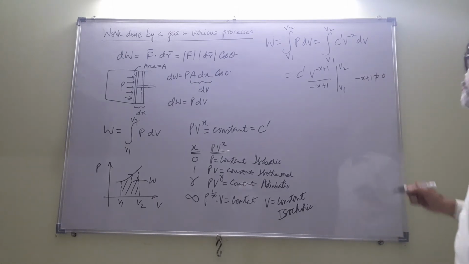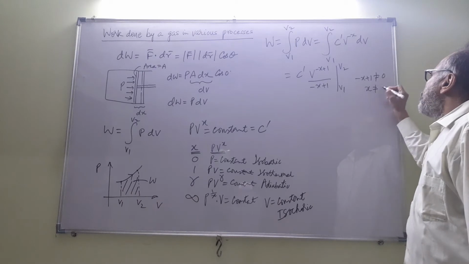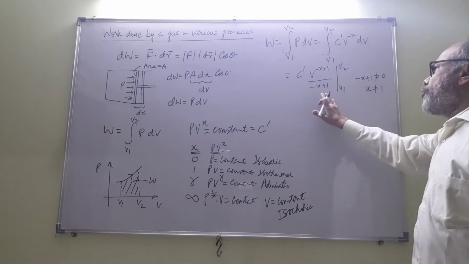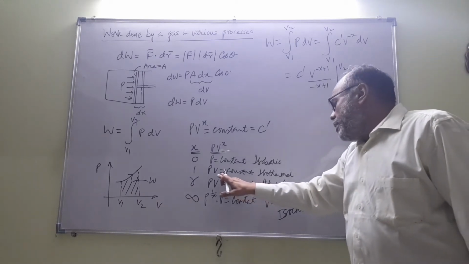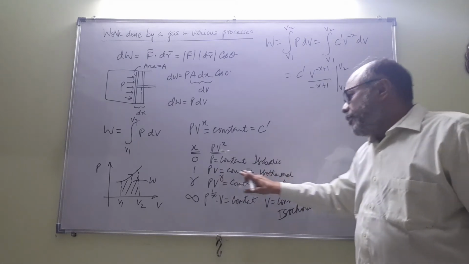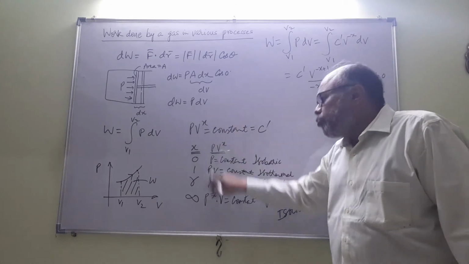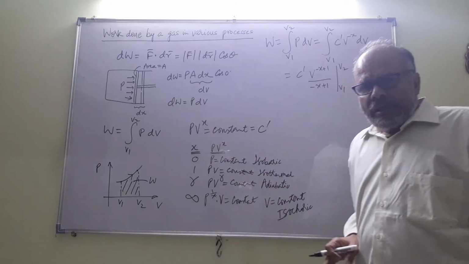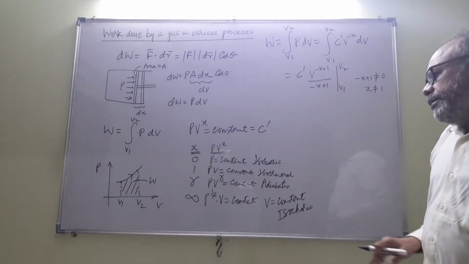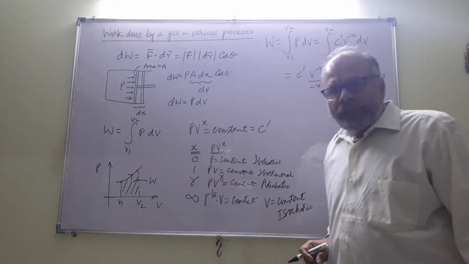That is, x should not be equal to 1. That means this formula is not valid for the isothermal process. We will have to find the formula for that separately. Whereas it is valid for all other values of x, negative values of x also included.